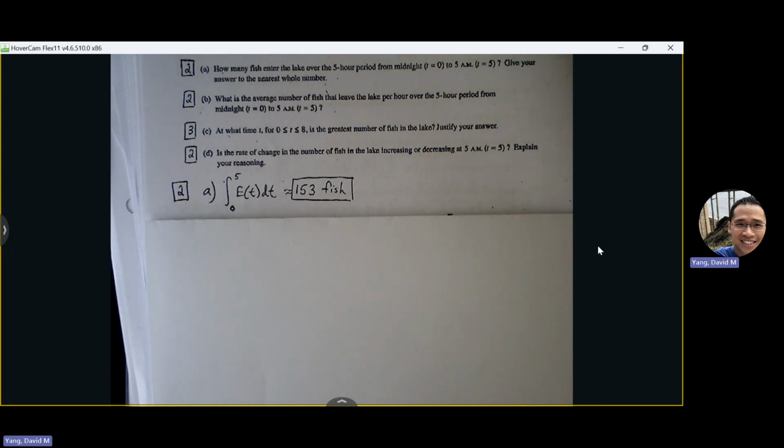And so part A is just identifying the need to take the antiderivative, get the integral for E of t.